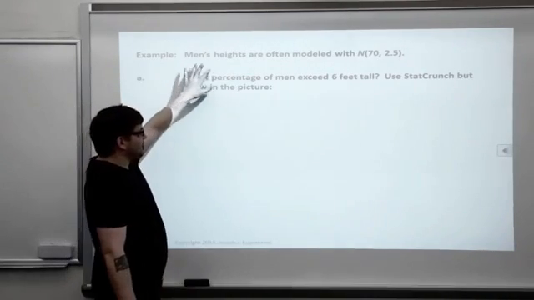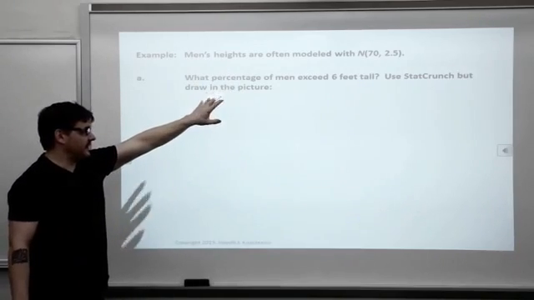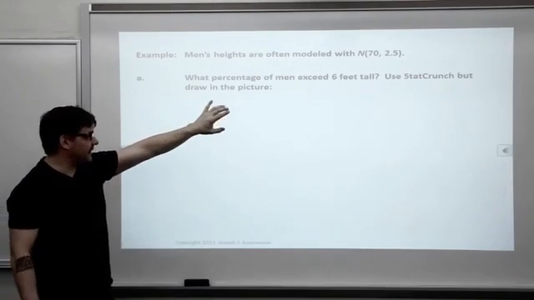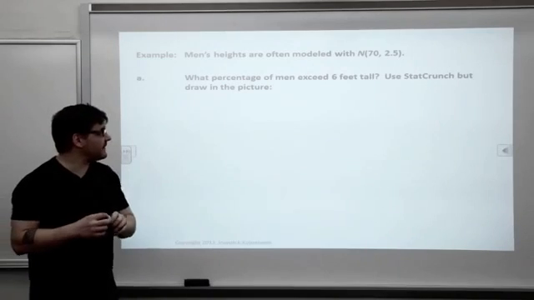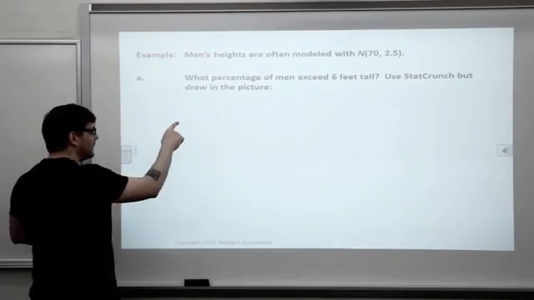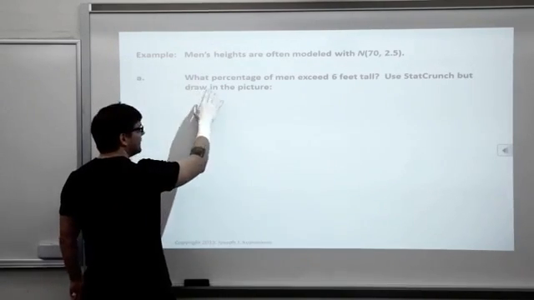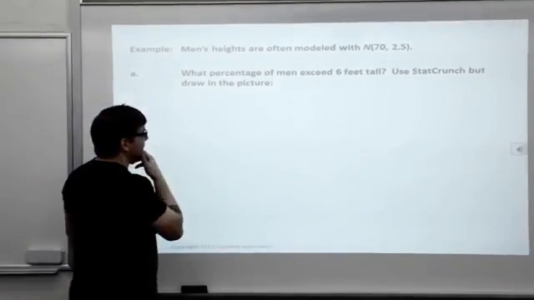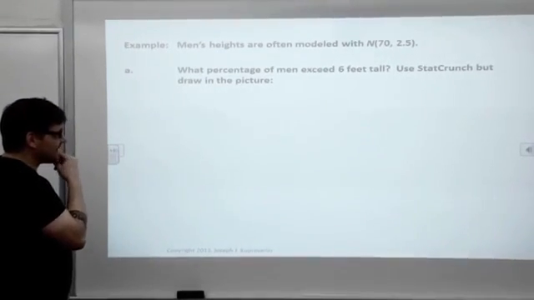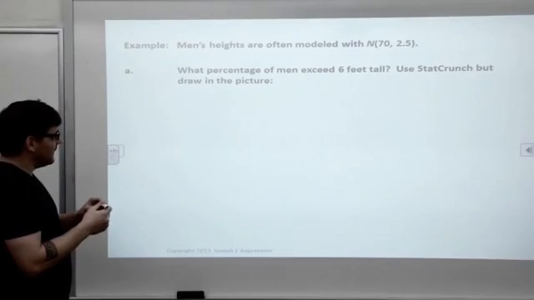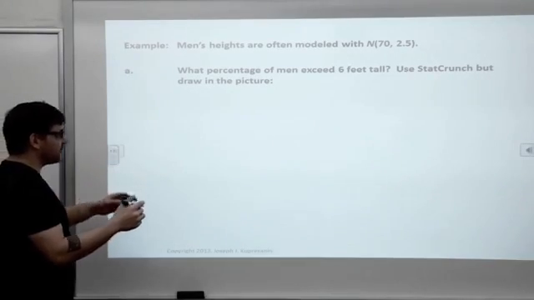Men's heights are often described with a normal model. The mean is 70 inches. That's 5'10". Standard deviation of about 2.5 inches. Okay, so normal model. Mean of 70, standard deviation 2.5. What percentage of men exceed 6 feet tall? Use StatCrunch, but draw in the picture.